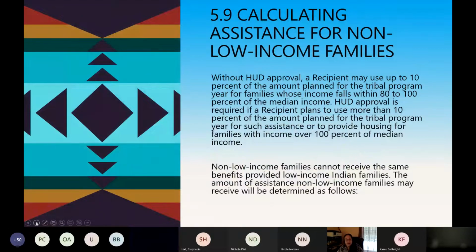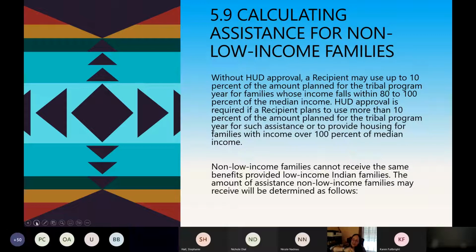So, calculating that assistance without HUD approval, you put it in your IHP. You should have a policy for servicing non-low income people. You can use up to 10% of the amount planned for your tribal program years for families whose income falls between 80 and 100%, okay, of the median income. HUD approval is required if you plan to use more than your 10% authority, and that's what they call it. And somebody should always be tracking your 10% authority within your admissions department, okay?